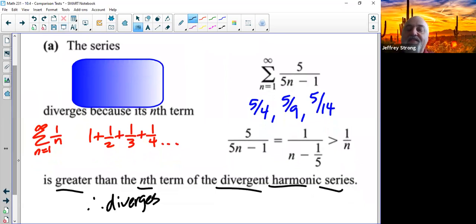so that's the process there. If you think your series is going to be a diverging series, then compare it to a diverging series. Okay.